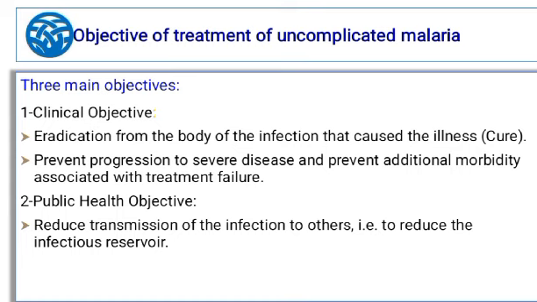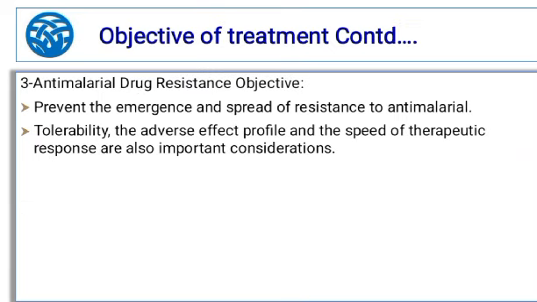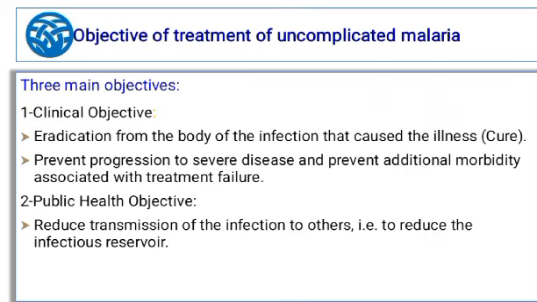Objectives of treatment of uncomplicated malaria. There are 3 main objectives. 1. Clinical objective. 2. Public health objective. 3. Anti-malarial drug resistance objective. The first, clinical objective: eradication from the body of the infection that caused the illness, or cure, to prevent progression to severe disease and prevent additional morbidity associated with treatment failure.